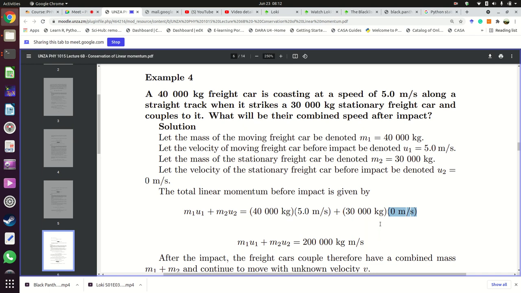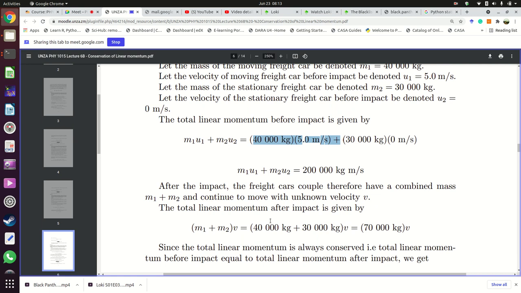The second car is stationary, so its velocity is zero. So when we work out what this is, we end up having 200,000 kg·m/s. As you can see, this bit here, 30,000 times zero, is zero. So this 200,000 kg·m/s is only coming as a result of the motion of the first car. So the total amount of motion before impact is equal to 200,000 kg·m/s, and this is as a result of the first car moving.